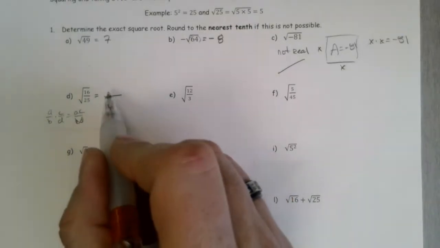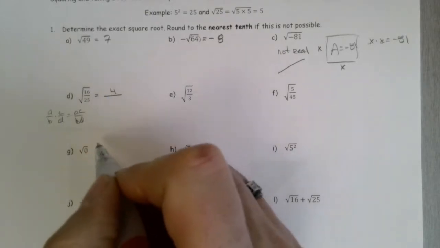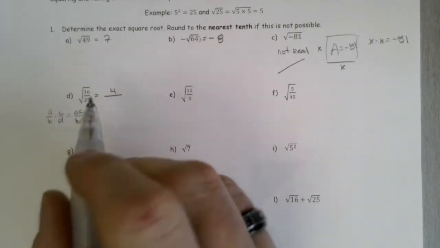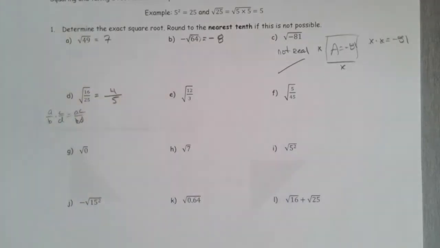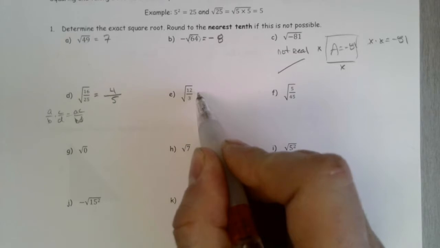So the square root of 16 is going to be 4. 4 times 4 is 16. The square root of 25 is 5. 5 times 5 is 25. So there we go.